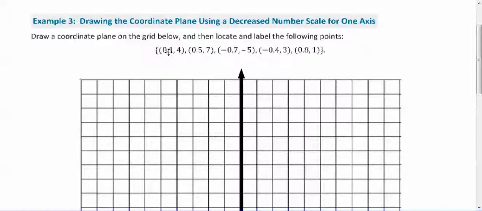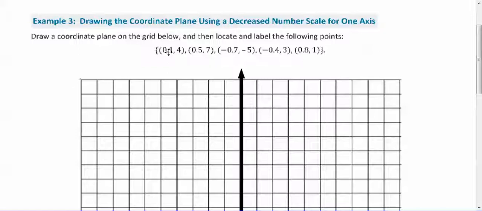All right, so we are going to pick up on page 72 of our module book, and that's example 3, drawing the coordinate plane using a decreased number scale for one axis. So up until now, we've done a 1-to-1 scale, and we've done one where we had to count by 5s to accommodate some numbers. So in this case, it says that we have 5 different points here to plot. So who can go through and read me all of the x coordinates?